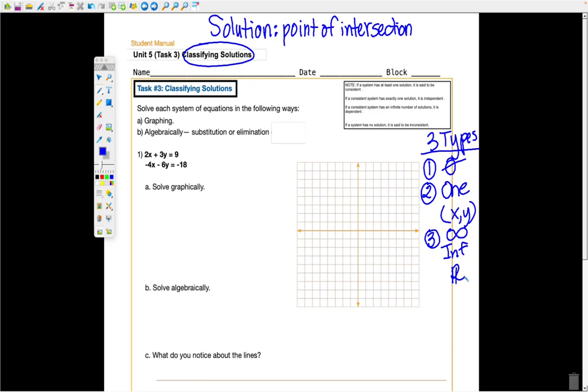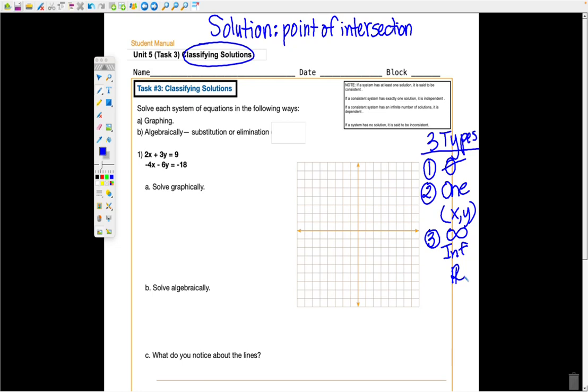What we're looking at today with this assignment is what a solution looks like when it's graphed based on these three types, and when it's solved algebraically based on these three types. Obviously, when you're looking at a graph, no solution means the lines will not cross. What would it look like if it was one solution? What would the lines do? They would intersect at some place. If you have infinite solutions, what would the graph look like? They would be on one line, with another on top.